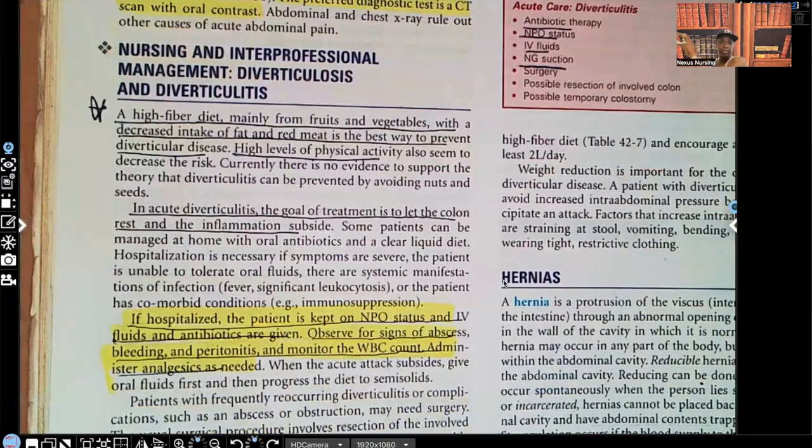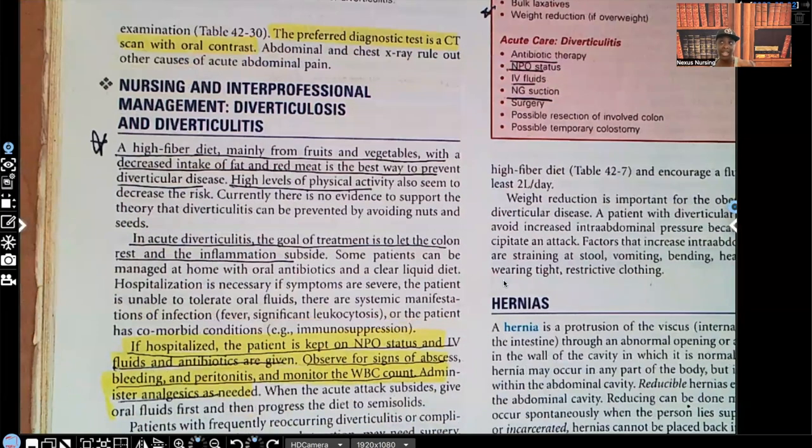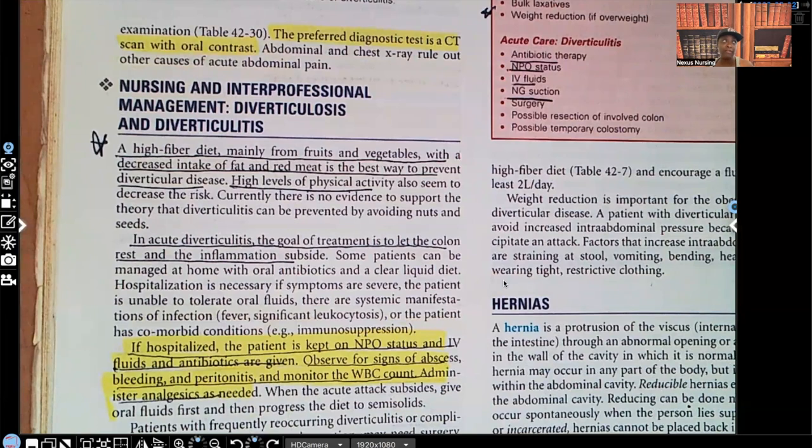Nursing management, again, I put a star next to it and I highlighted it because it's important to know: a high fiber diet, mostly fruits and vegetables. Why? Fruits and vegetables are high in fiber. Okay, a high fiber diet with decreased intake of fat and red meat. That is the best way to prevent diverticular disease.